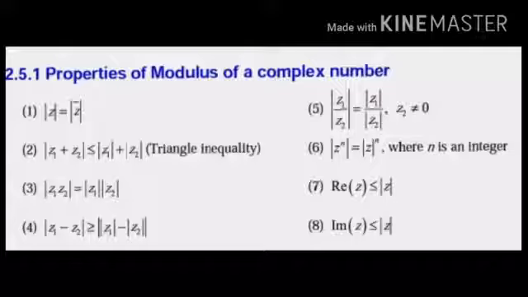That is, if you see, second and fourth one is an important property and you will be using in your sums. Fifth one, in division also we can split and write. Sixth one, if you see, modulus of Z to the power n can be written as modulus of Z whole to the power n, where n is an integer. Seventh one, real part of Z is less than or equal to modulus of Z. Eighth one, imaginary part of Z is also less than or equal to modulus of Z.